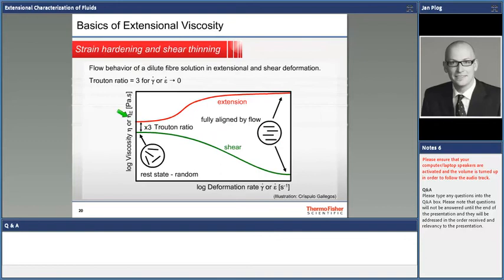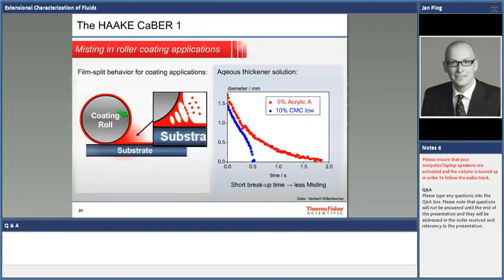Here again, just one more slide. I just skip over that. It just tells the same story that I told you before. Let's look into some applications here. Roller coating application. Okay, you have something that we call misting behavior in that application.